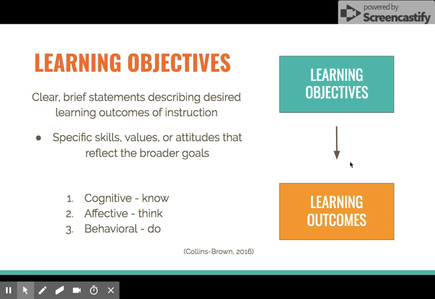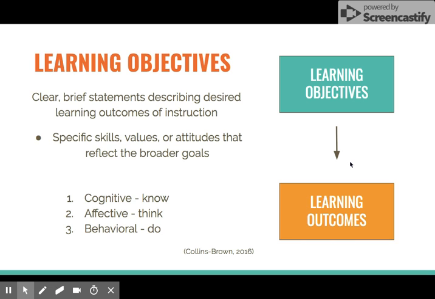So firstly, I just want to revisit what learning objectives are. Learning objectives are clear, brief statements describing desired learning outcomes of instruction. I'm sure we've all come across learning objectives at one point or another in our careers. We've been told to write them on the board or prior to a lesson. And I just want to really stress that learning objectives are different from learning outcomes. I know that might seem nuanced, but I think it's important to establish that before we move on to our conversation about crafting strong learning outcomes.